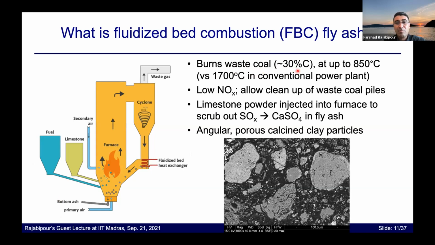This is burned at a temperature of about 850 degrees C, which is about half of the temperature of conventional power plants. And this low temperature allows a lower thermal NOx emission, which is beneficial. It also allows cleanup of waste coal piles that may be lying around in many parts of the world, such as in the Eastern United States. To scrub out the SO3s or SOx, limestone powder is injected directly into the furnace, which captures the SOx primarily in the form of anhydrite that commingles with fly ash.